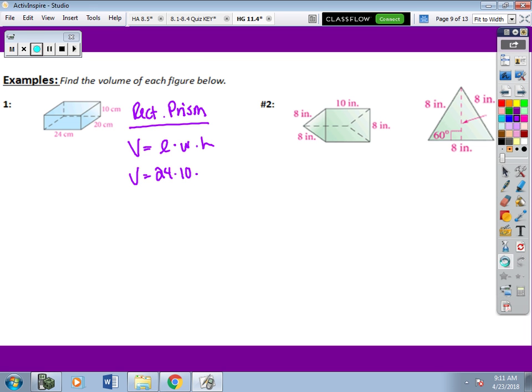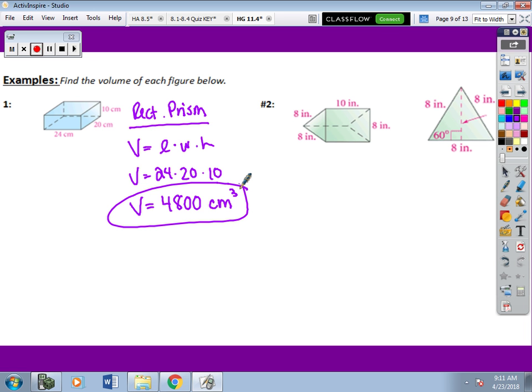Oops. Not that it matters where you put them because multiplication is commutative. We should get 4,800. Again, cubic centimeters. And you can only use LWH for a rectangular prism.